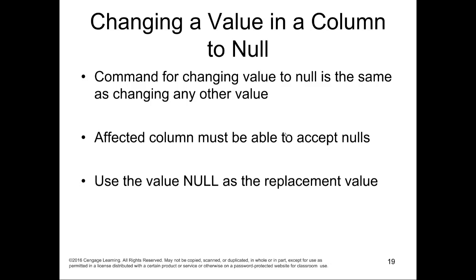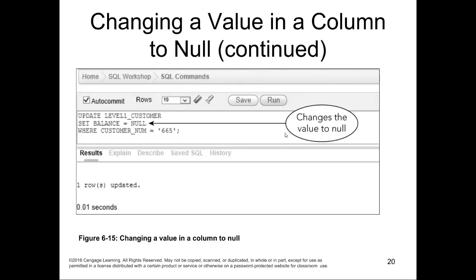So sometimes we want to change data back to a null. To do that, we set it to null. Update level 1 customer, set balance equals null, where the customer number equals 665. All right.